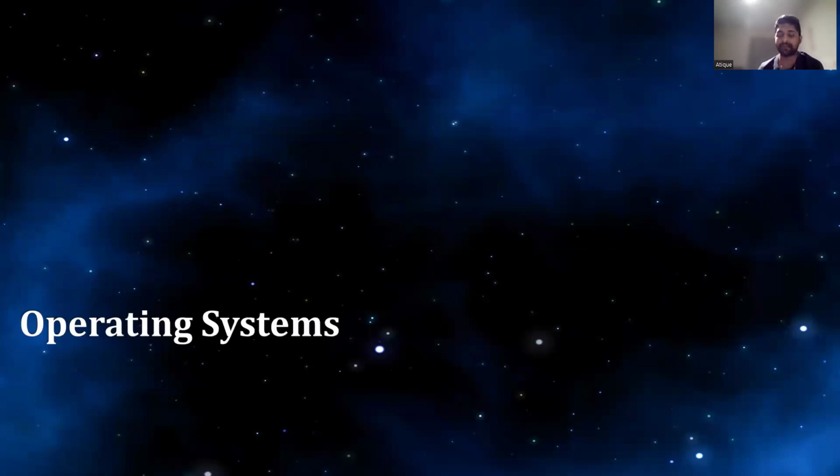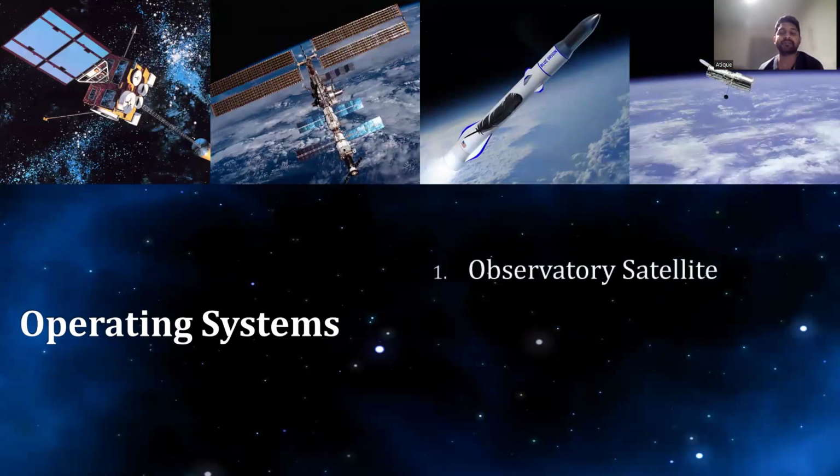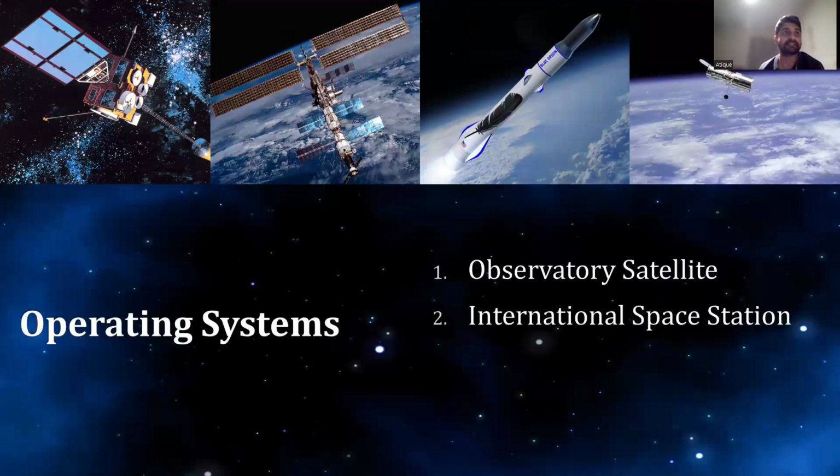Some of the operating systems I enclosed here as a reference. From my left-hand side, that is the observatory satellite, which is responsible for observing the Earth's condition. This is also sometimes used for military and navigation purposes. The next one is the International Space Station. This one is used for scientific experiments apart from monitoring the Earth's condition. Furthermore, this is also used as a staging hub. For example, if anyone wants to go to the Moon or Mars, this is one of the hubs they want to lay down. Then the third one is the rocket launcher.